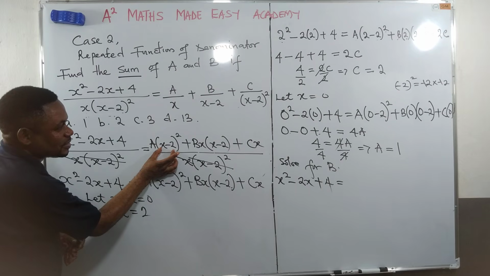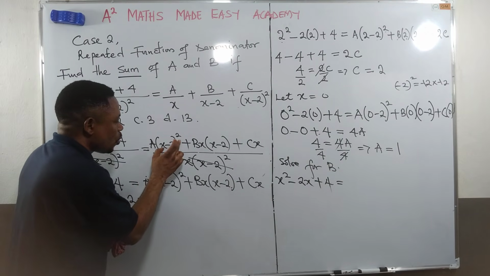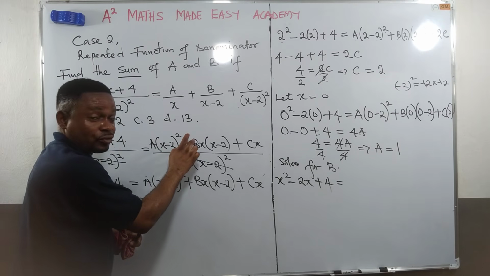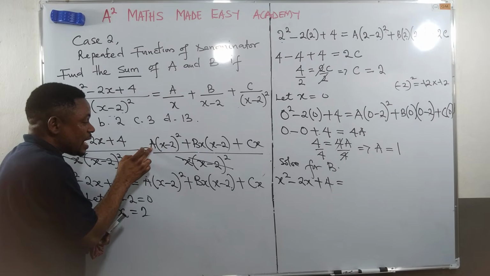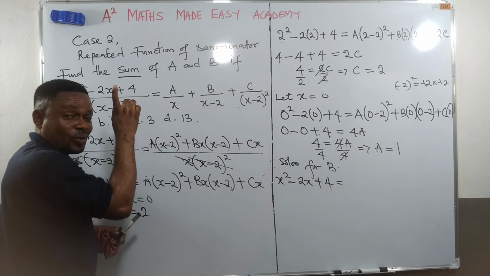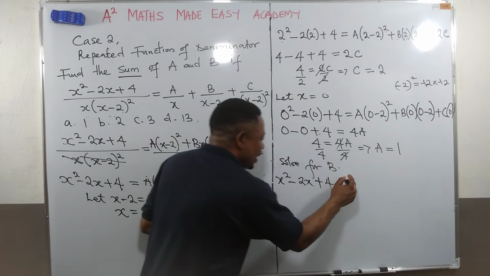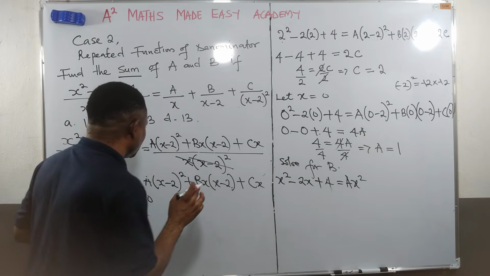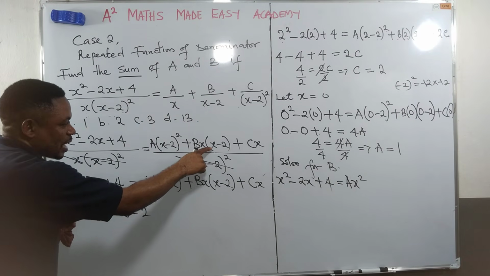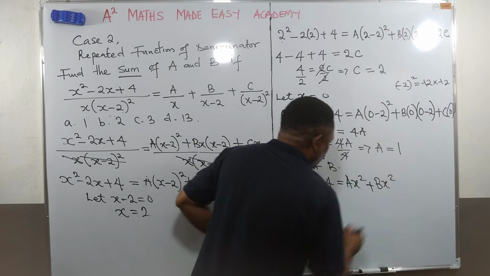If I expand this thing twice, I'm going to get x minus 2, open bracket, another x minus 2. Then you can use A to open the bracket. You know that x times x will give you x squared, and that x squared times A will give you Ax squared. I'm considering only the x squares. Here also Bx times x will give you plus Bx squared.